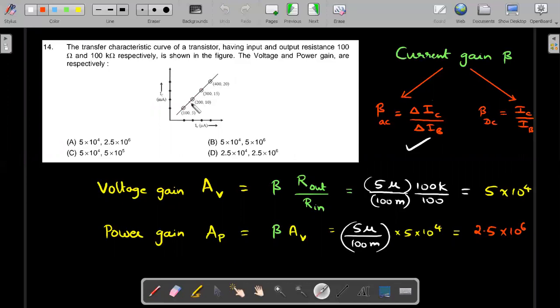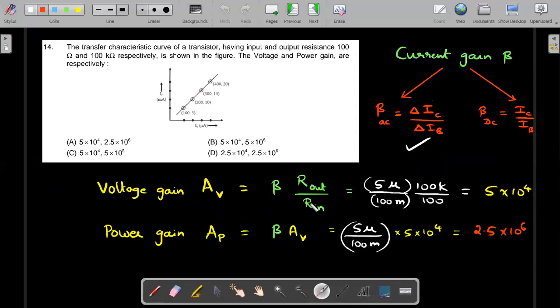In this problem, the delta IC and delta IB can be easily found from the mathematics of the slope, right? So y2 minus y1 by x2 minus x1. You should be very careful. I have seen students make a mistake of taking x for y and y for x. Voltage gain is simply given by the value of beta into R out by R in. If you want a quick revision of all these proofs, I would suggest you go through HC Verma, which gives to-the-point explanations for all of these things.